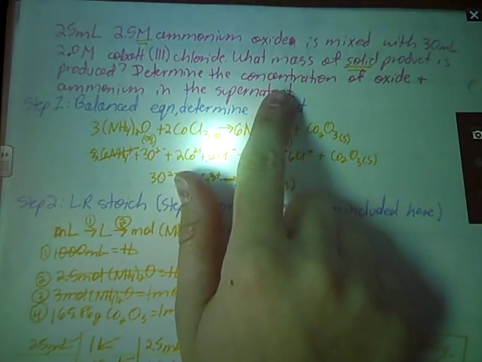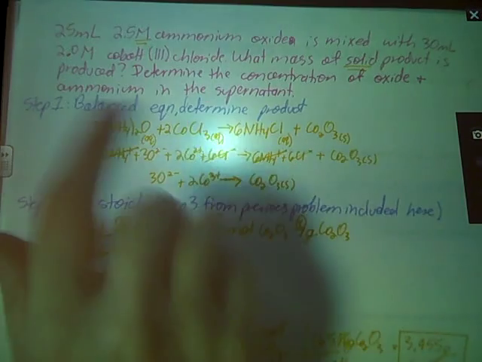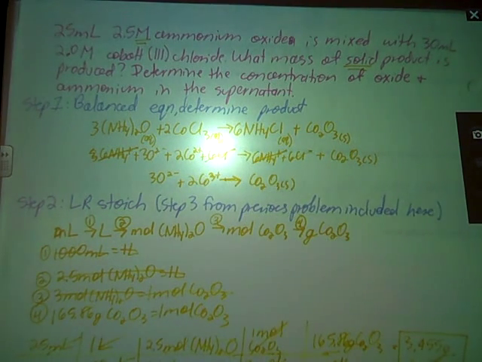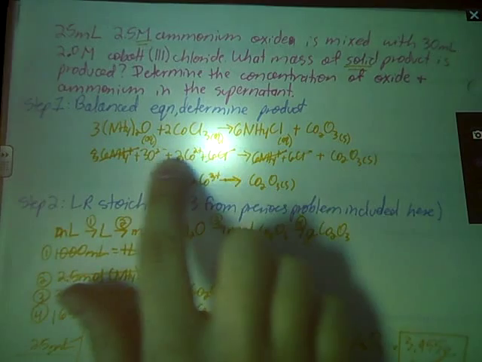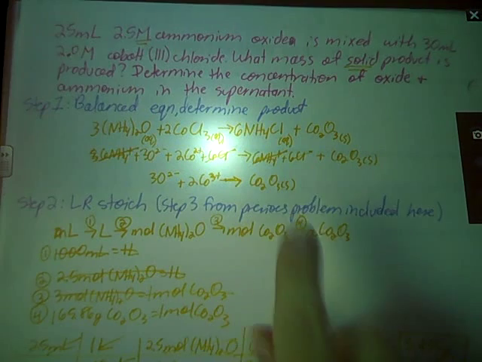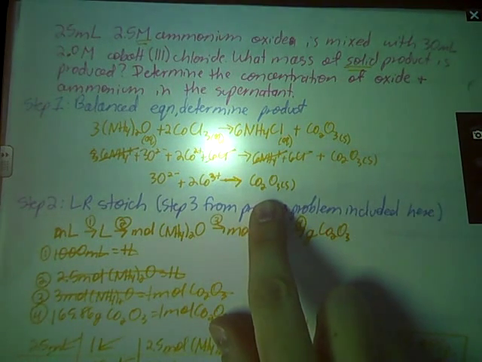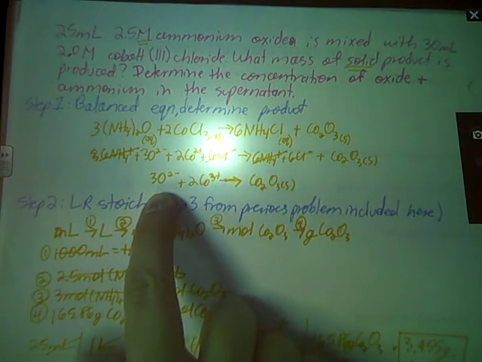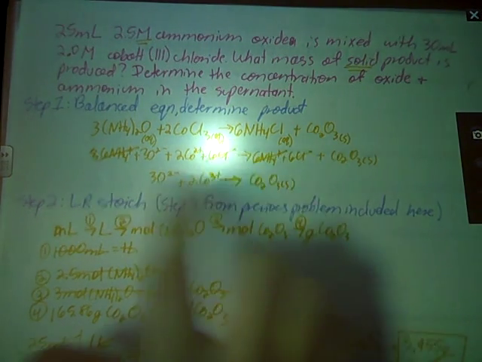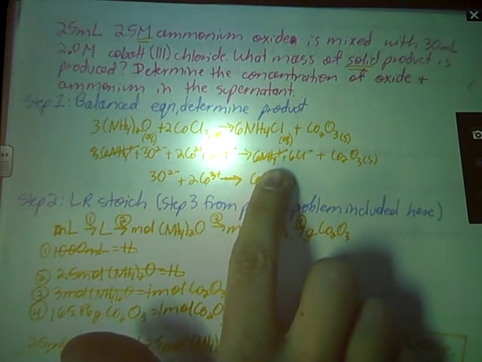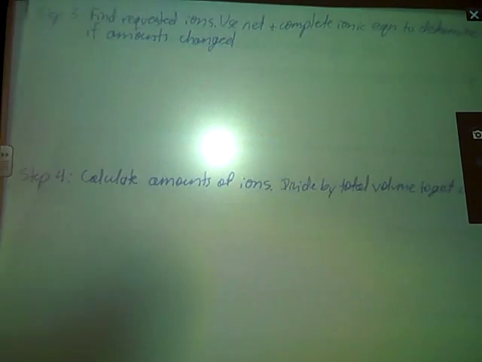But if you remember the problem, that was only part of the request. Now it asks us to determine the concentration of oxide and ammonium in the supernatant. So the liquid on top of this solid that we just calculated, there's going to be some free-floating ions. All of these guys. Now, the cobalt and the oxide combine together to make our solid. So our concentration of our oxide has in fact changed because my oxide is going into making my solid. However, notice my concentration of ammonium does not change. So let's go ahead and do that first.